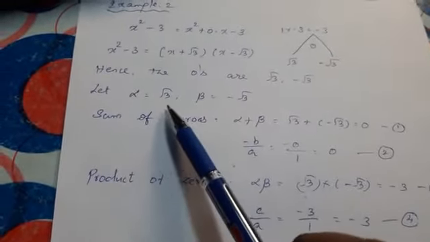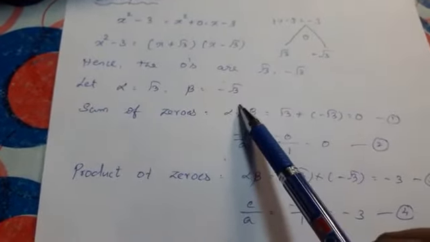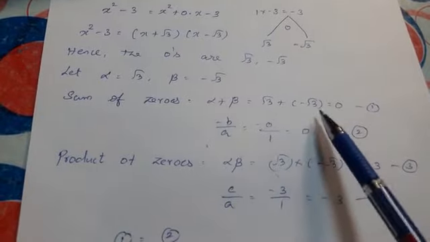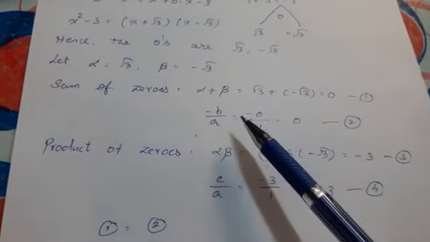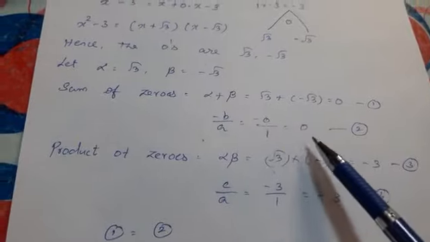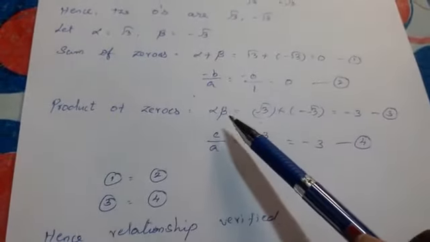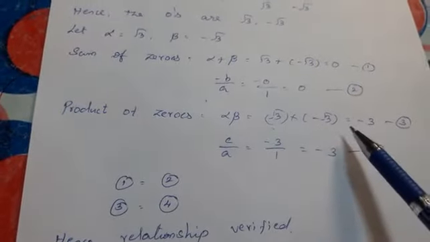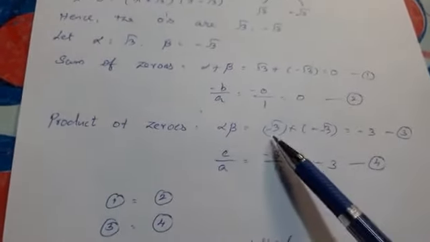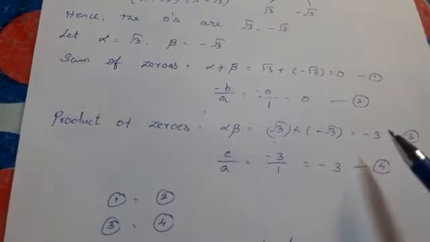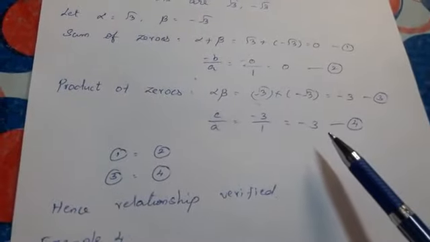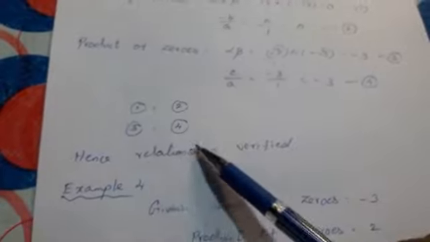Let us take alpha is equal to root 3 and beta is equal to minus root 3. So the sum of zeros, alpha plus beta, is root 3 plus minus root 3, which is equal to 0, and minus b by a is equal to minus 0 by 1, which is again 0. And the product of zeros, alpha beta, is root 3 into minus root 3, which is equal to minus 3, and c by a is equal to minus 3 by 1, which is equal to minus 3. So 1 is equal to 2 and 3 is equal to 4. Hence the relationship is verified.